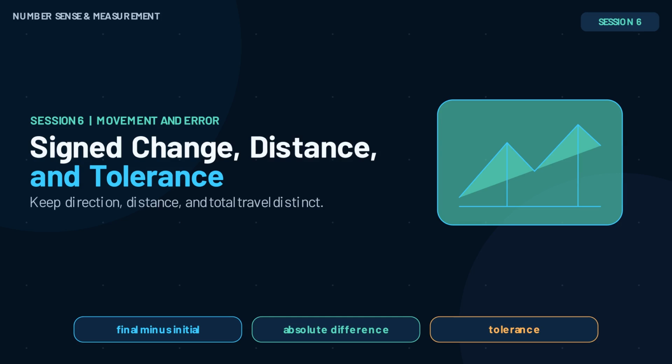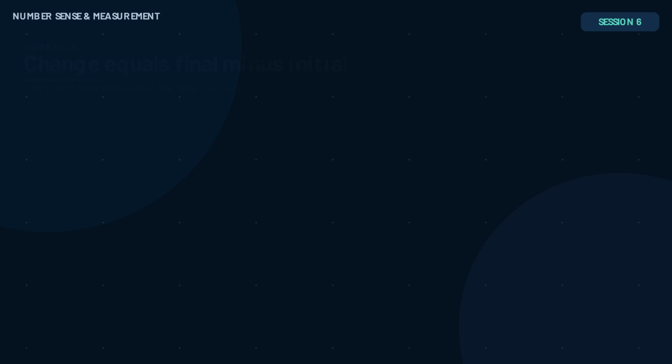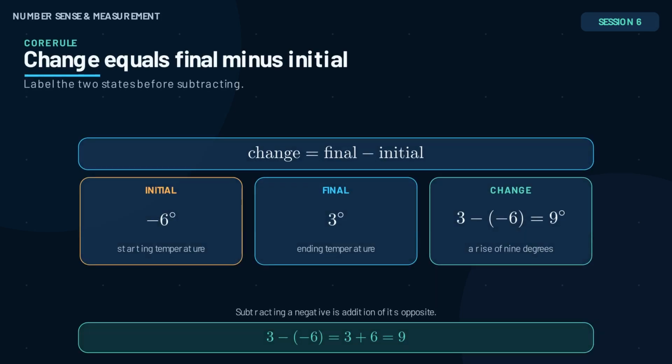Signed arithmetic becomes useful when it describes movement, temperature, elevation, money, or measurement error. The central task is to distinguish net change, which keeps direction, from distance or error, which uses absolute difference and cannot be negative. Change is final minus initial.